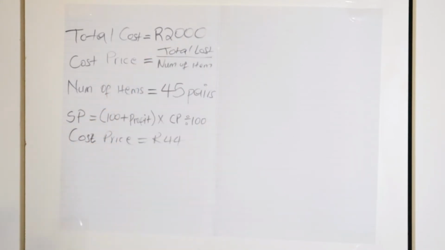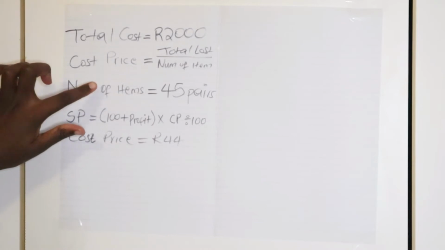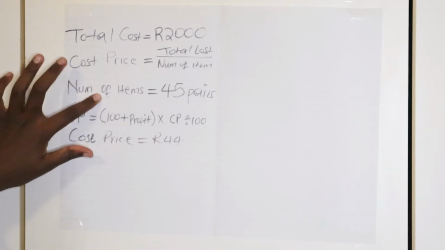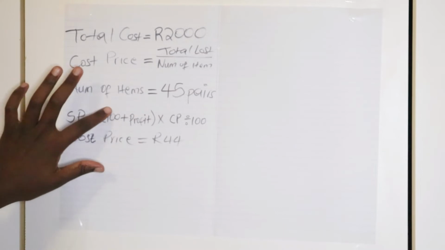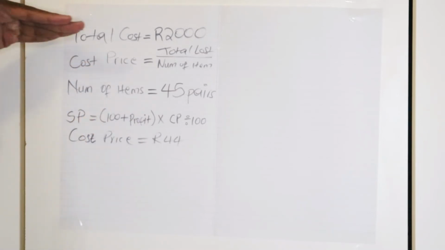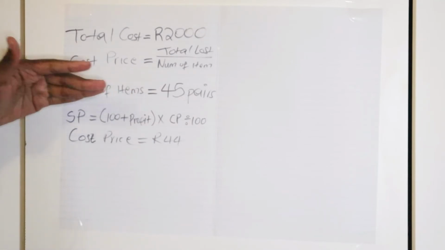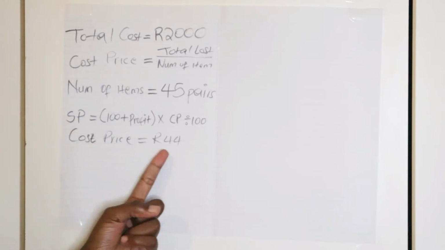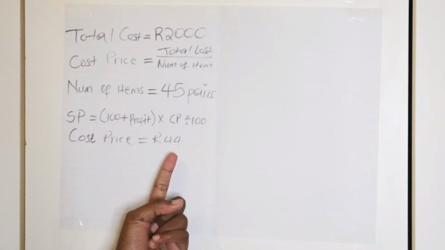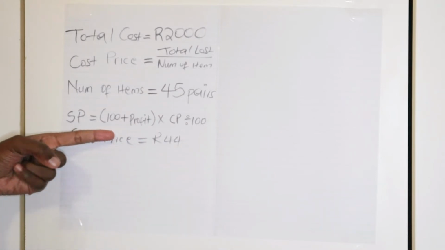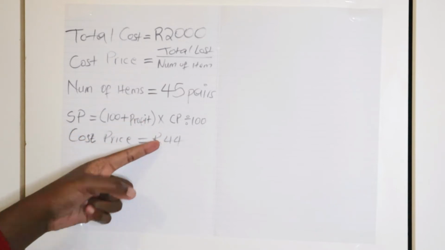And then we come to the cost price. How do we determine our cost price? We determine our cost price by dividing the total cost by the number of items that we have purchased. So we're going to divide 2000 by 45 pairs of lashes, and it's going to give us 44 rands. And now we come to the formula of selling price.